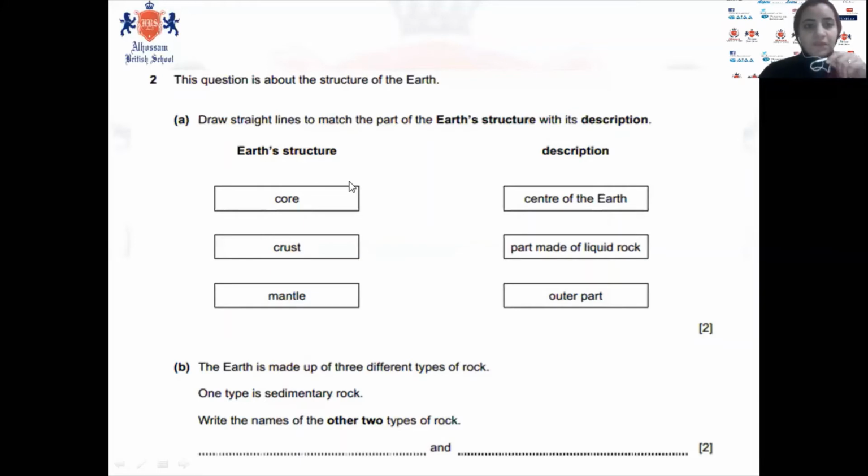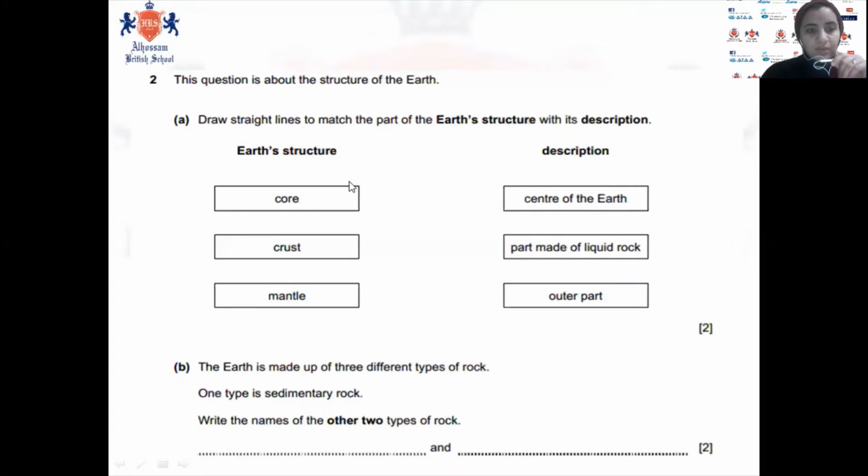Okay. First question about the Earth structure. Okay. In book 7. Who can answer? Who can answer, guys? Raise your hand. Okay, yes, Wise. Draw a straight line to match the part of the Earth structure with the description. Core is the center of the Earth, crust is the outer part of the Earth, and the mantle is the part made of liquid rock. Okay, excellent, Wise. Right answer.